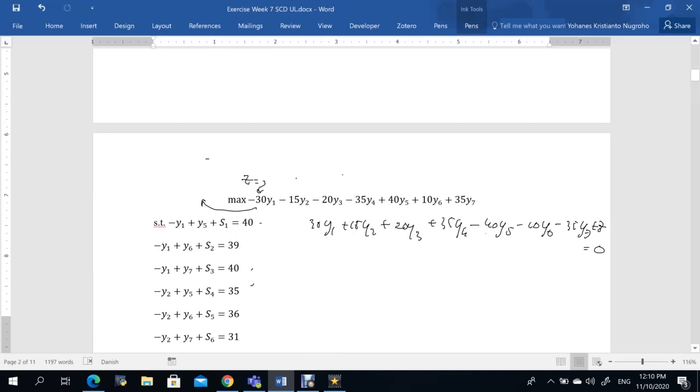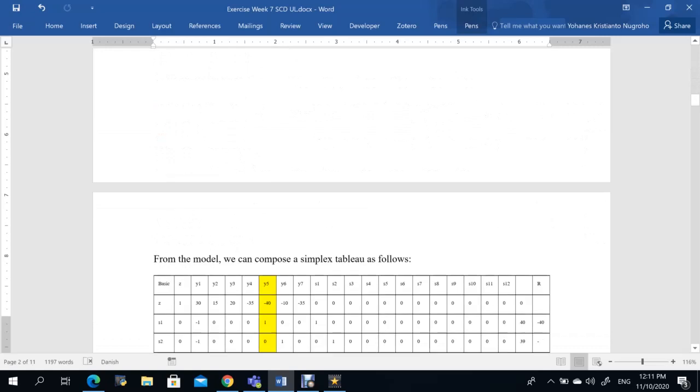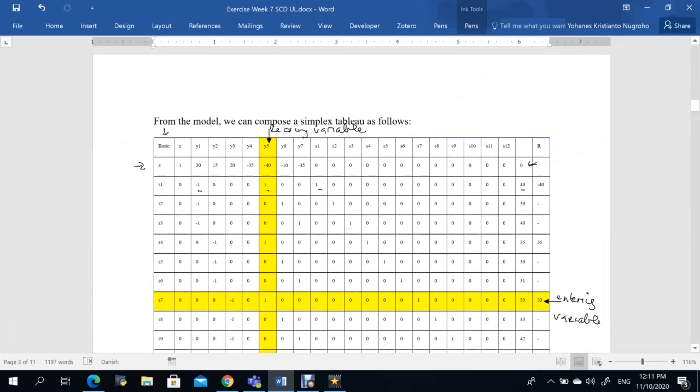For the constraints, we don't have to change any numbers inside each of these constraints. So for instance, for constraint number 1, minus y1 plus y5 plus s1 equal to 40. And then here we have minus y1 plus y5 plus s1 equal to 40, right? And next, we have to find the leaving variables and the entering variables.